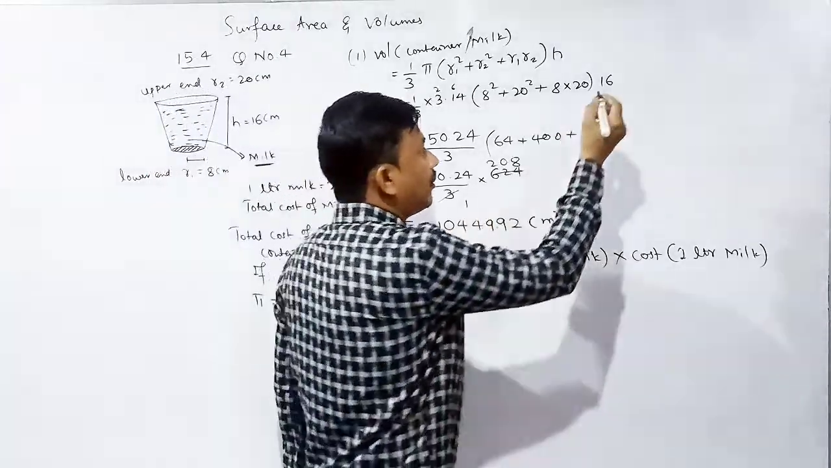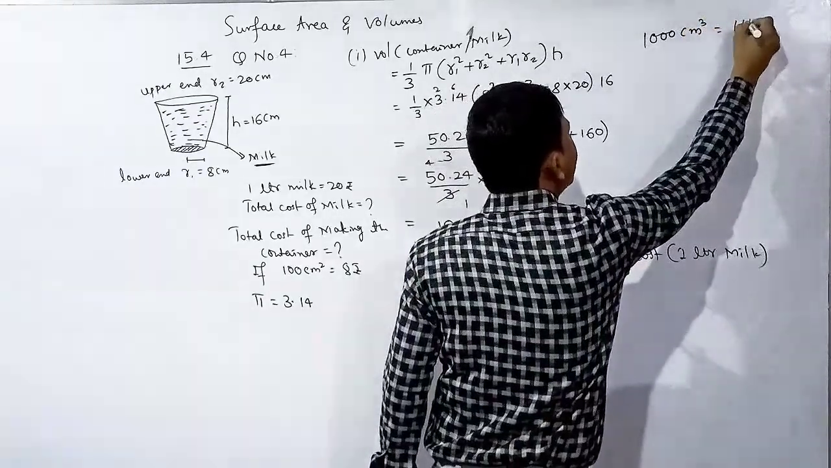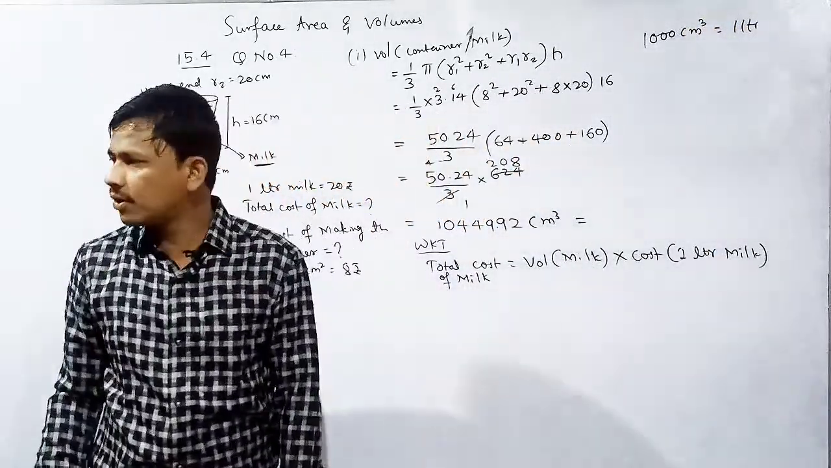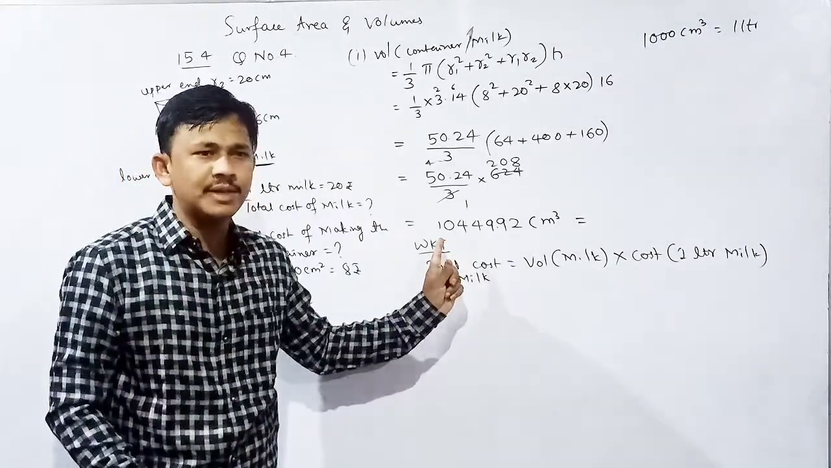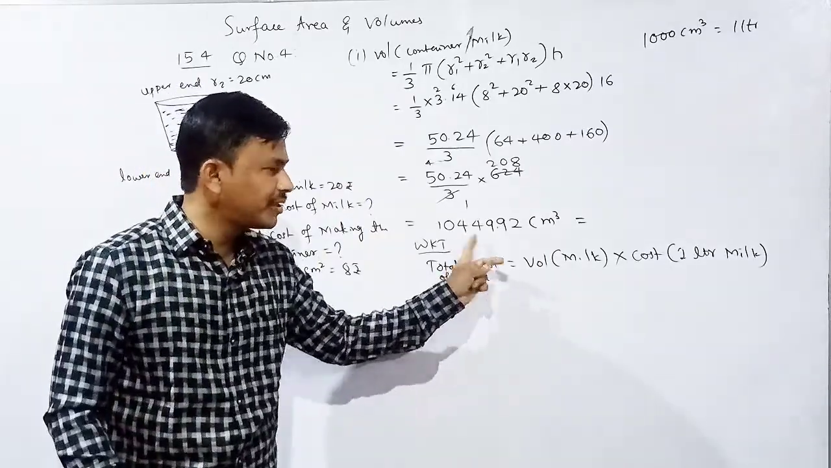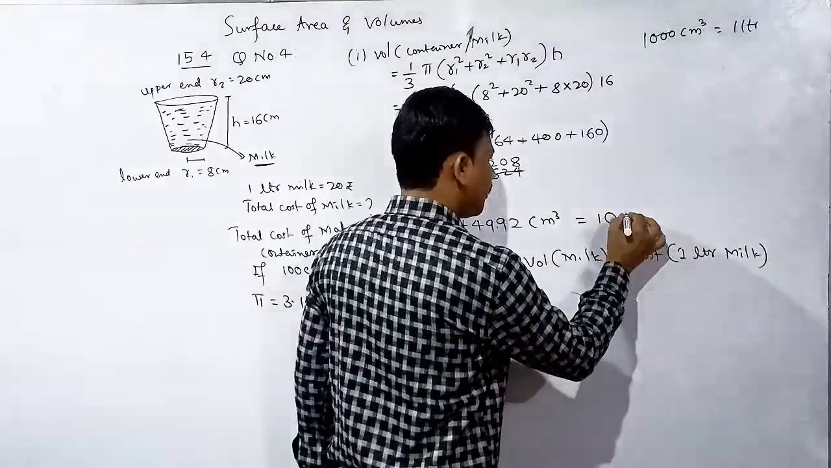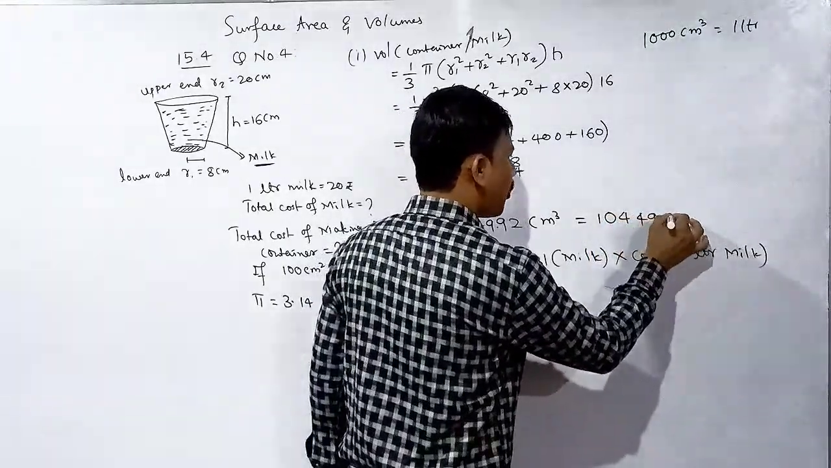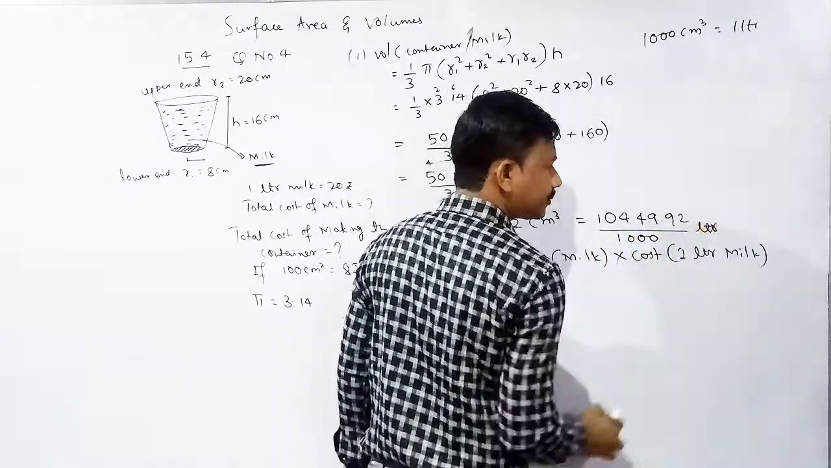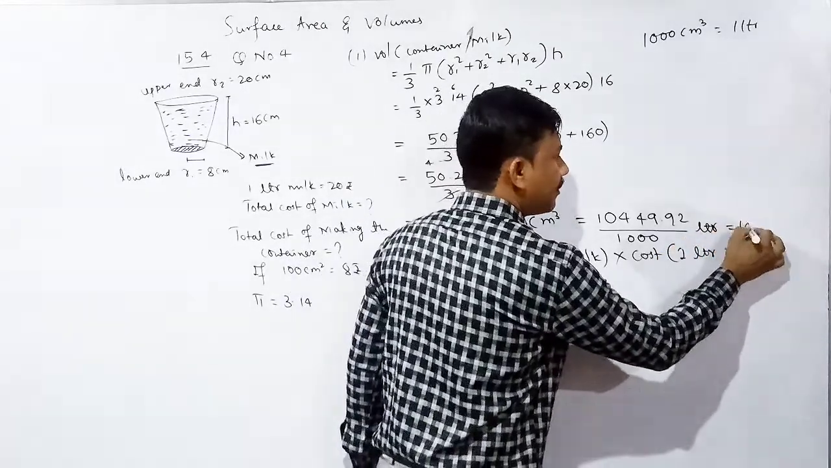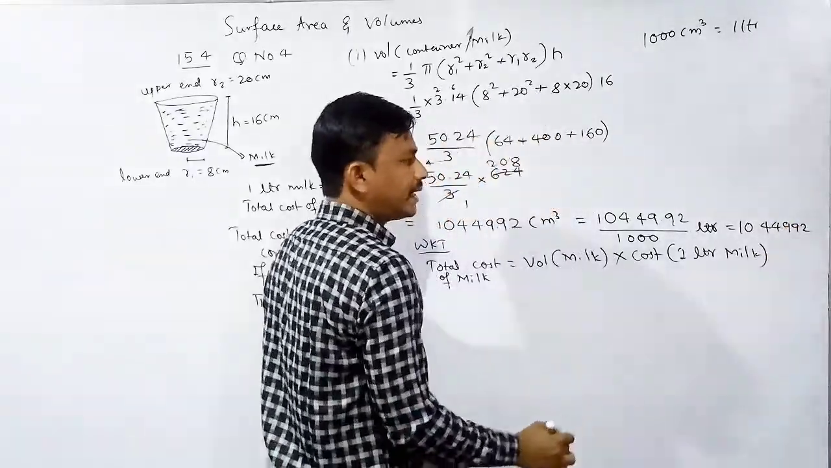1,000. Okay. Look here. We know that 1,000 centimeter cube is equal to 1 liter. 10,000 centimeter cube is equal to 10 liter. That means 10,449.92 divided by 1,000 liter. Correct? This is equal to 10.44992 liter.